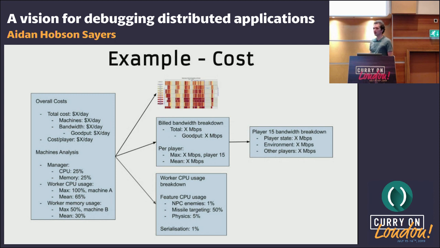The feature CPU usage, well, 50% is on missile targeting. Why is it taking so much time to do pathfinding? This seems completely unreasonable. And so, using this, you can see the way that if you build up a corpus of lenses, a corpus of different ways of looking at your system, you can quickly narrow down the problem and get closer to actually being able to fix it. That is, getting actionable information out.